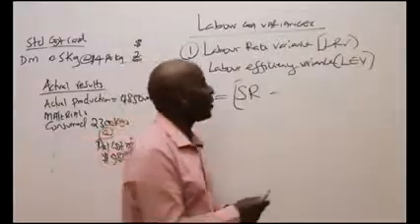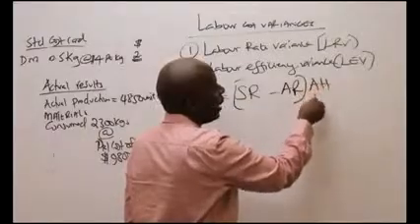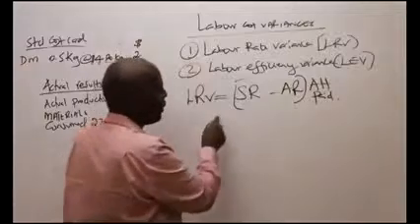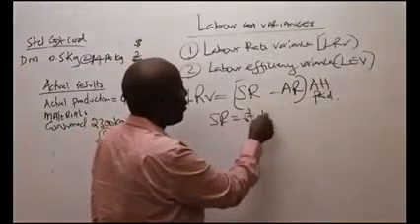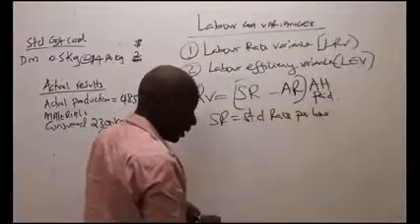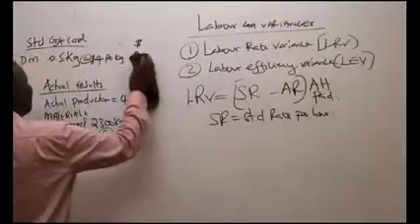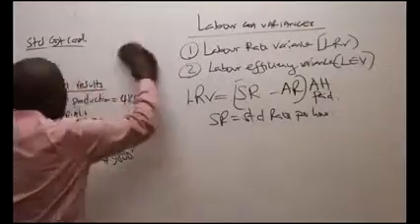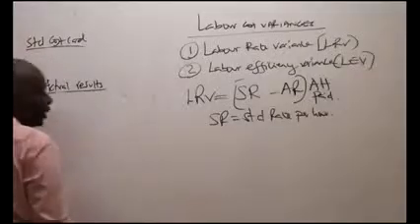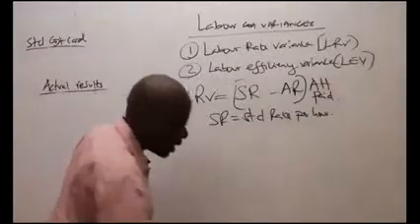So we have the standard rate minus the actual rate. Outside the brackets, we have the actual hours that were paid. SR is the standard rate per hour. So I'm now working with labor rather than materials, and with labor I want to know two things: the standard labor cost and the actual labor cost.